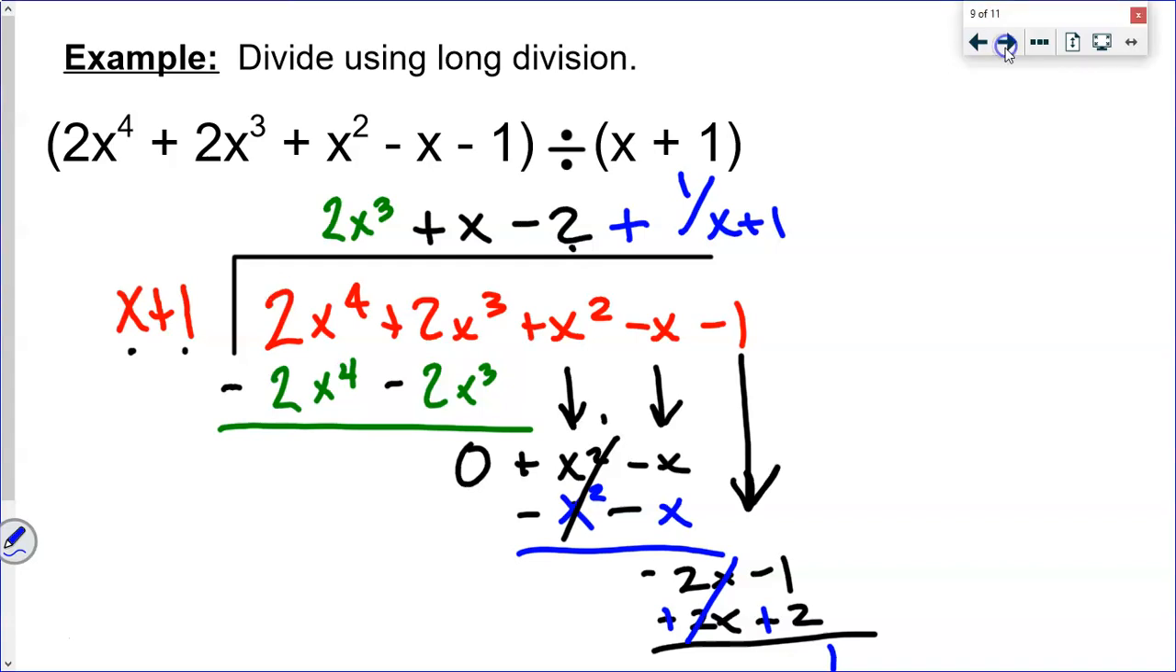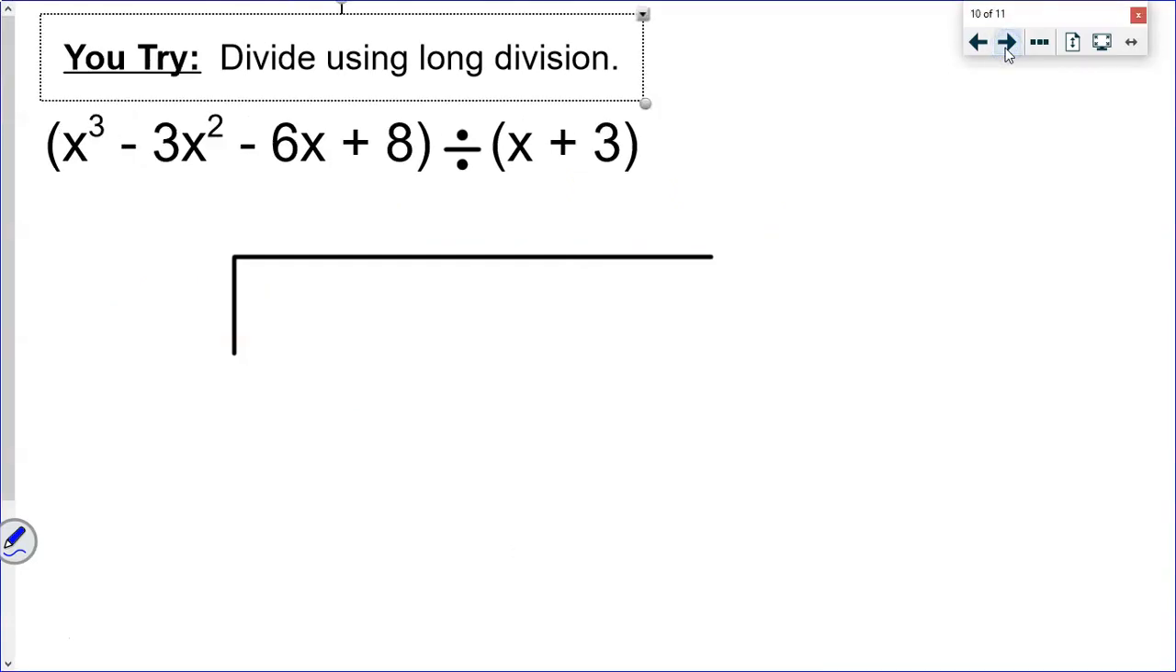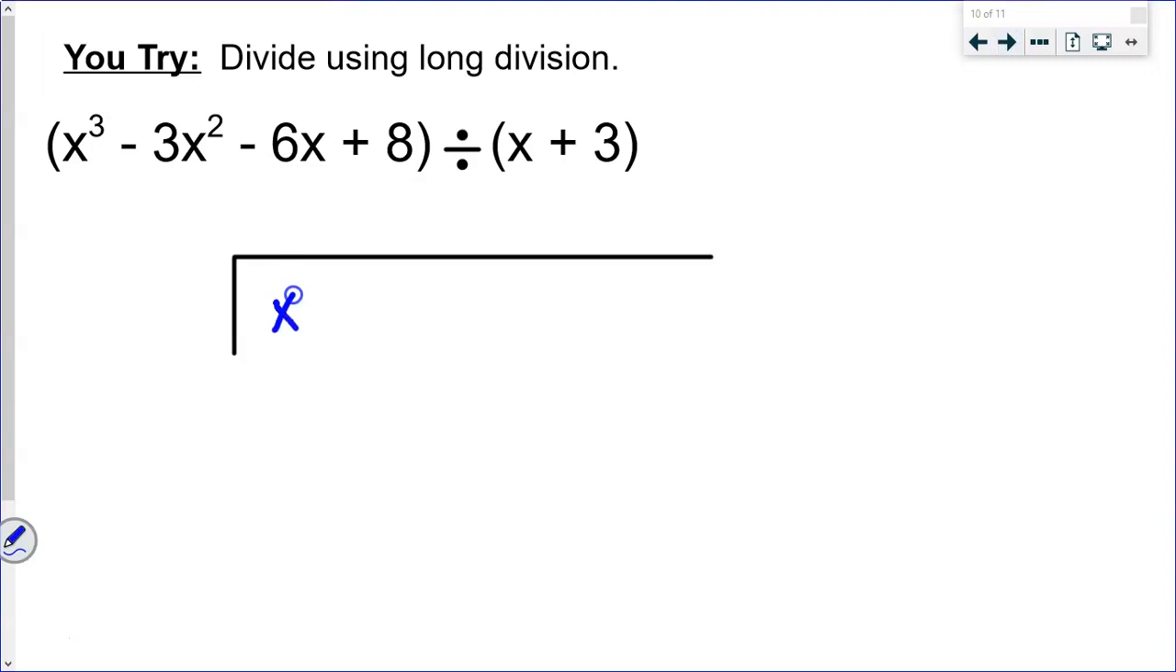All right, now I want you guys to go ahead and do the You Try. Come back to me when you're done. So here we go. We're going to go x to the third, minus 3x squared, minus 6x plus 8. And we're going to divide that by x plus 3.